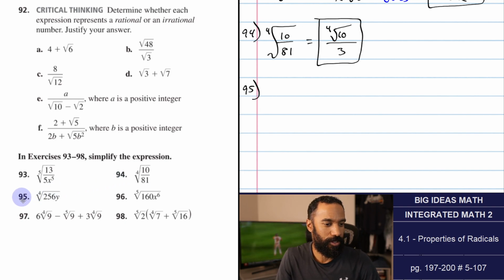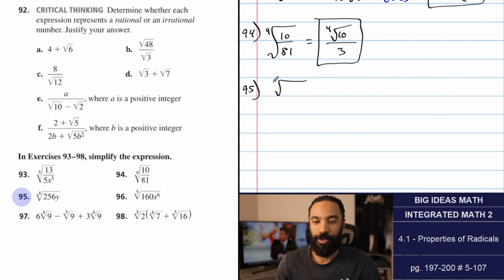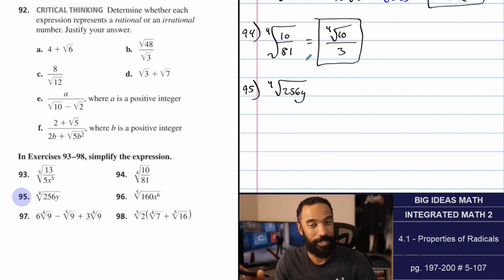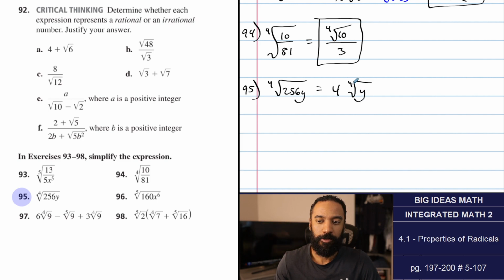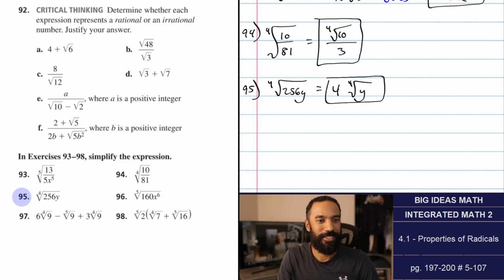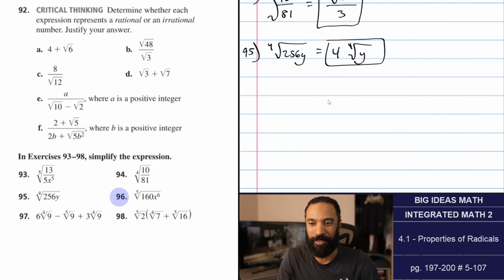Number 95. A lot of these ones look a lot faster than that first one. I don't know what that first one was up with. The 4th root of 256y. The 4th root of 256 is 4. So you get 4 times the 4th root of y. It almost makes me feel like I did the first problem wrong. Because it was like, welcome, here comes a really hard problem. And they're like, okay, we're going to ease it up a little bit on you.